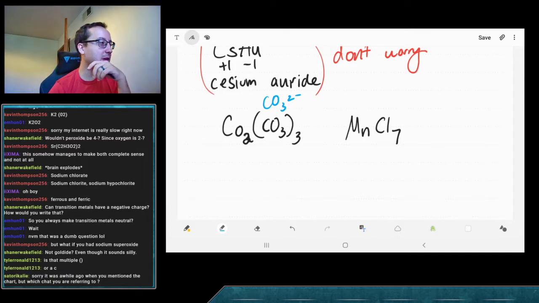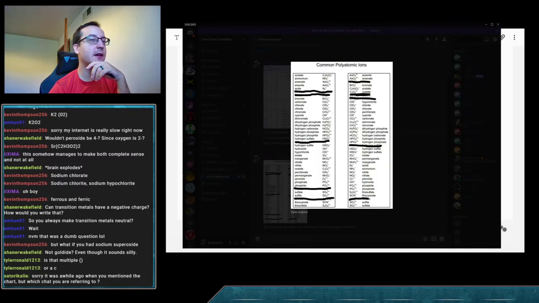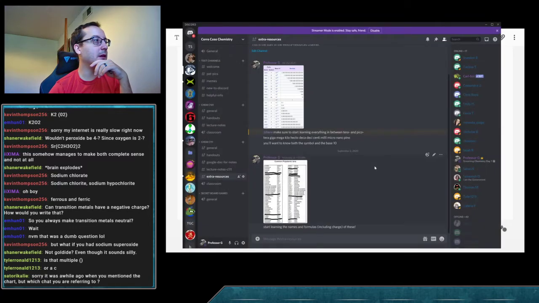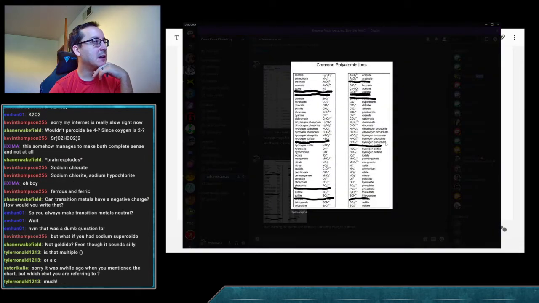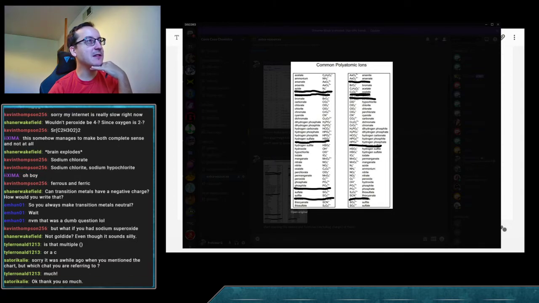Okay, so Satori, let's see. If I pop open our Discord here, it is here in the extra resources part of our Discord channel. There's this big old chart that I've put up that has all these polyatomic ions in it. So that's the one that we're going to be learning from. Everything in this column is the same as this column. They're just organized different ways. This is alphabetical by the name of the ion, and these are by the chemical symbol.